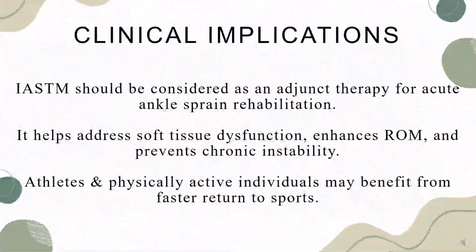It breaks down dense, disorganized scar tissue and encourages proper fiber alignment in healing ligaments. Implications: IASTM should be considered as an adjunct therapy for acute ankle sprain rehabilitation. It helps address soft tissue dysfunction, enhances range of motion, and prevents chronic instability. Athletes and physically active individuals may benefit from faster recovery to sports. Proprioceptive feedback is often impaired after an ankle sprain.